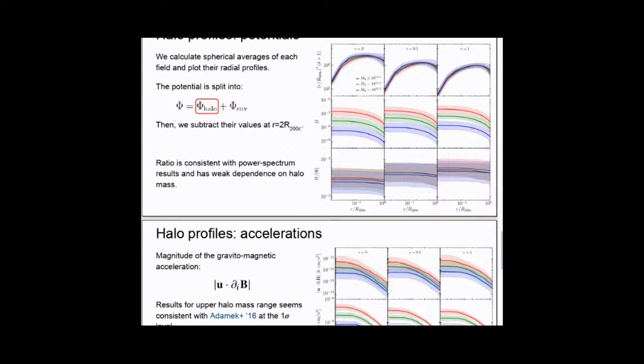Again, we can compare this to the scalar gravity potential. This is what we do on the bottom row. Here I'm showing you the ratio between the vector potential magnitude and the magnitude of the scalar potential. There's something interesting here, because this ratio doesn't seem to depend on the actual halo mass. And actually, this stays flat inside the halos.